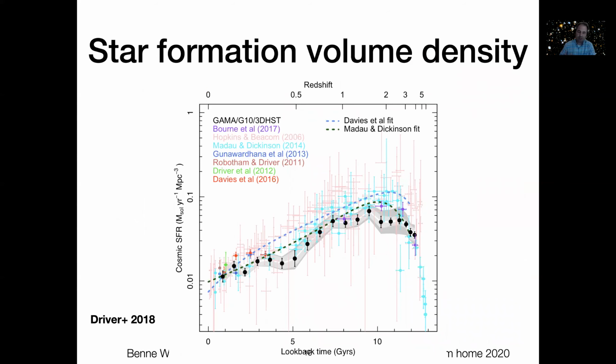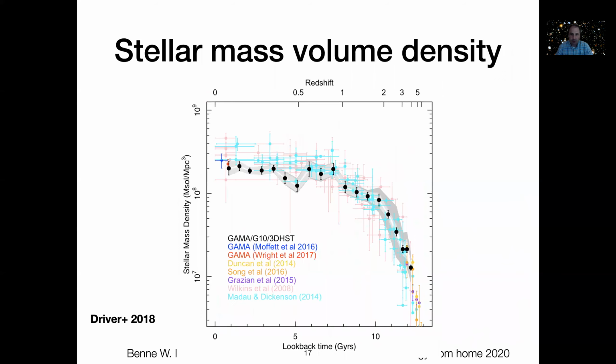For star formation, we integrate everything together into a volume, and then you get a volume density star formation rate. Really, that's the Madau plot that we all love and see so many times. That peaks at around redshift 1 to 2, somewhere about 10 gigayears ago. You do the same thing with stellar mass volume density; that steadily climbs and plateaus at redshift 1 as star formation has its heyday.